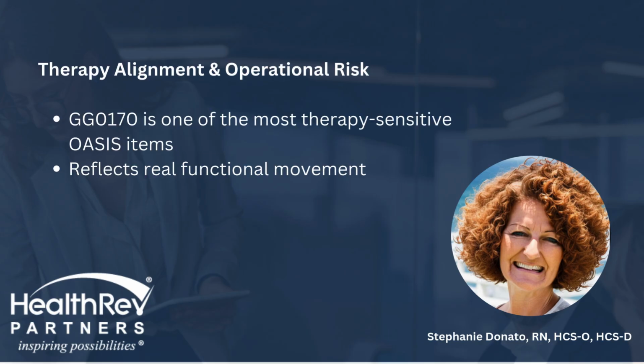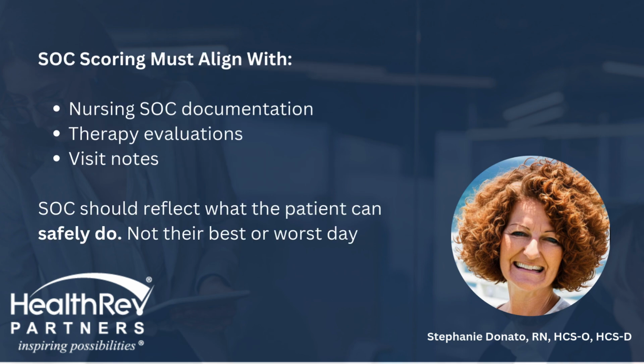Therapy alignment and operational risk are other things to consider. GG0170 is one of the most therapy-sensitive OASIS items. Because it reflects functional movement, nursing and therapy assessments must align. Start-of-care scoring must reflect what the patient can safely do, not at their best moment or on their worst day. Misalignment between nursing documentation, therapy evaluations, and other visit notes creates internal confusion and external risk during audits.